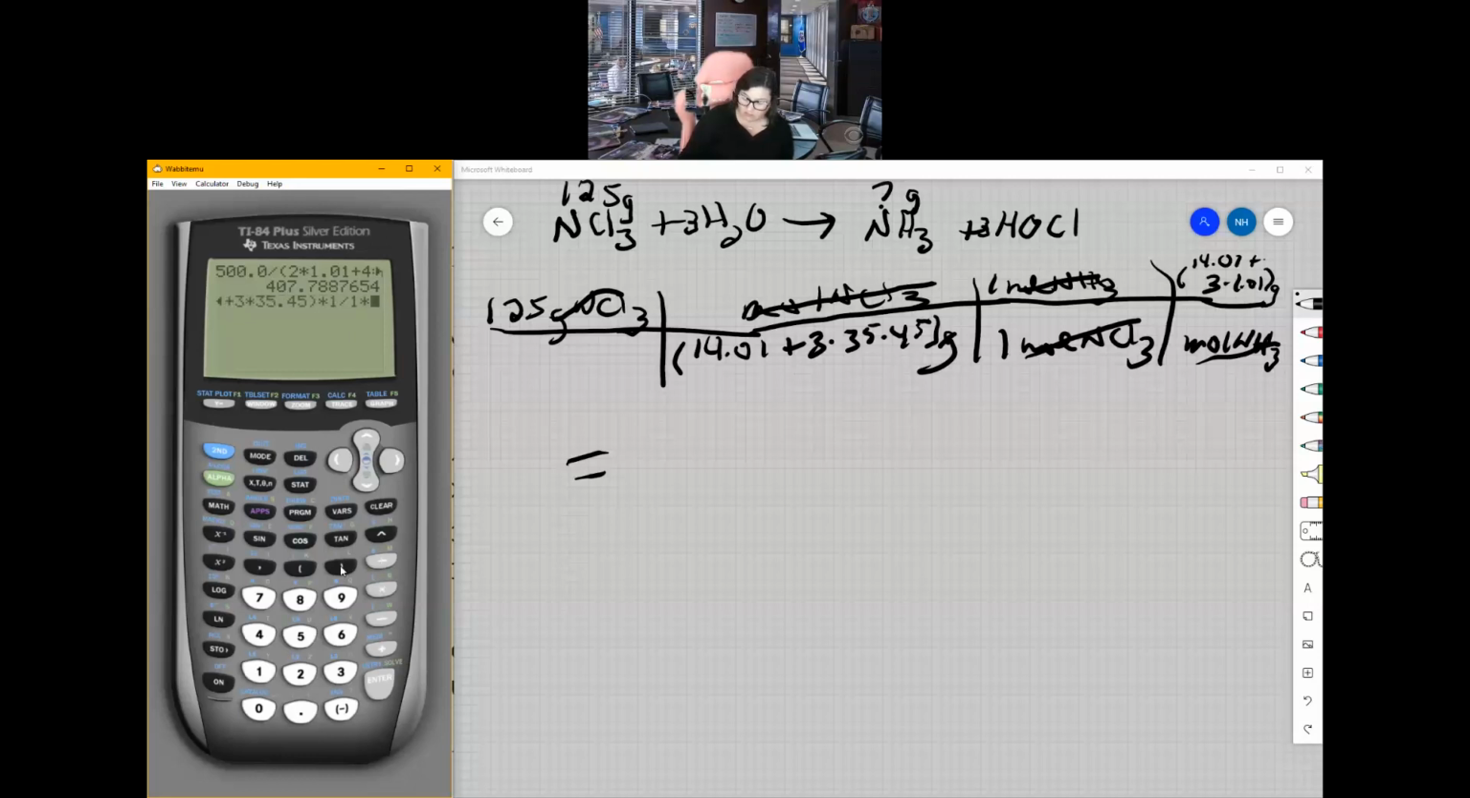And then times 14.01 plus 3, and it gives me 17.7 grams. Yeah, sig figs, because that's what I started with when I was 125. It's also what I have from the mass of the hydrogen. So 17.7 grams of NH3. That's how much I produce.